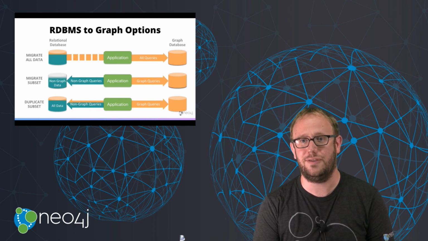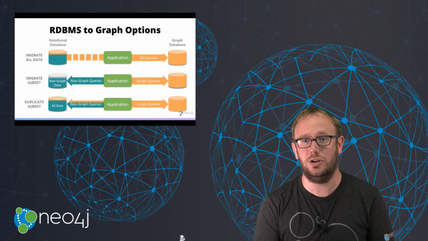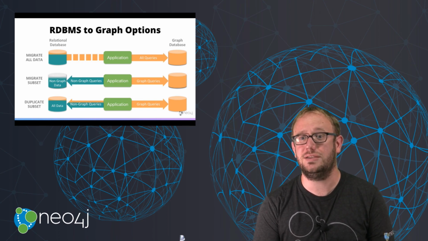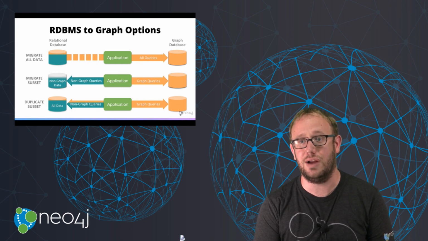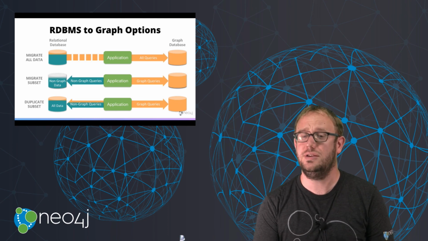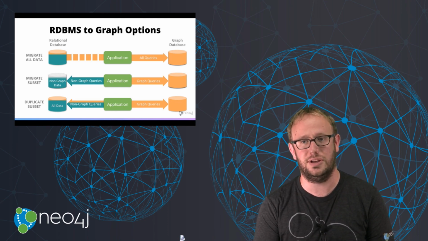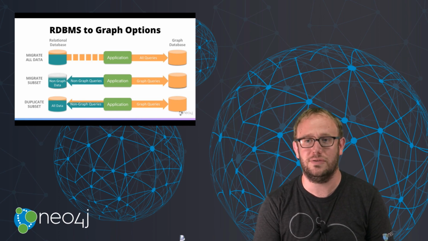So RDBMS to graph, how are they doing their migrations? Some folks are migrating all of their data. They are choosing to move their key transactional data store over to Neo4j, which is fantastic. Other folks are migrating a subset of their data and then performing the graph-like queries on the graph-like data in the graph database, the non-graph queries on the relational database, and their application combines those results for any sort of displays or actions it needs to take.